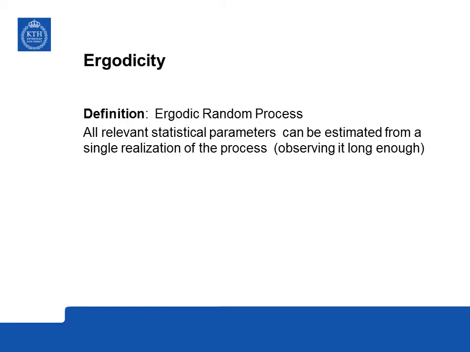A final issue we have to worry about is the ergodicity of the process that we study. Normally we assume that the process that we study as output from our simulator is an ergodic process. And what is an ergodic process? Well, an ergodic process is a process where all the relevant statistic parameters can be estimated by observing a single realization. So if we start a simulator and just run it long enough, we can get arbitrarily good estimates of any of the parameters of the process.